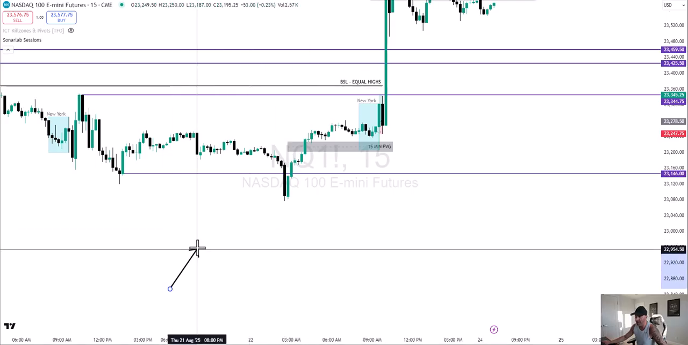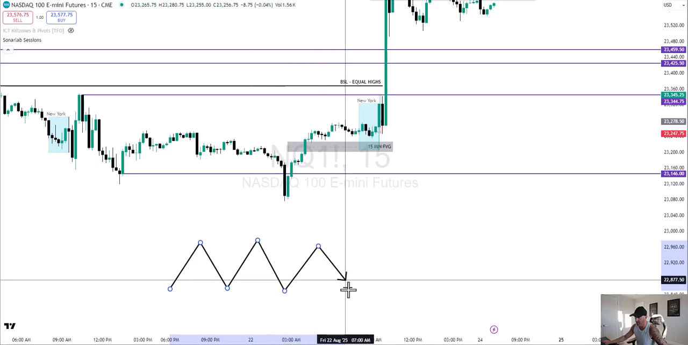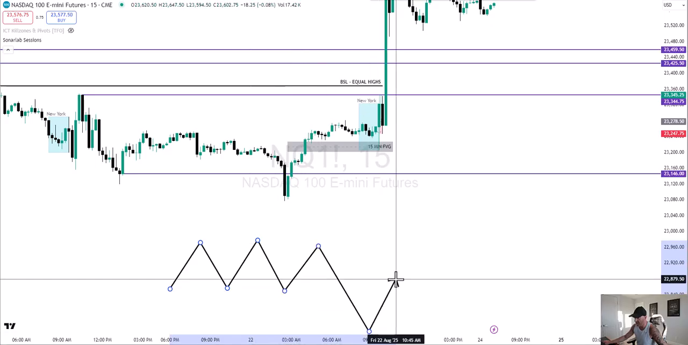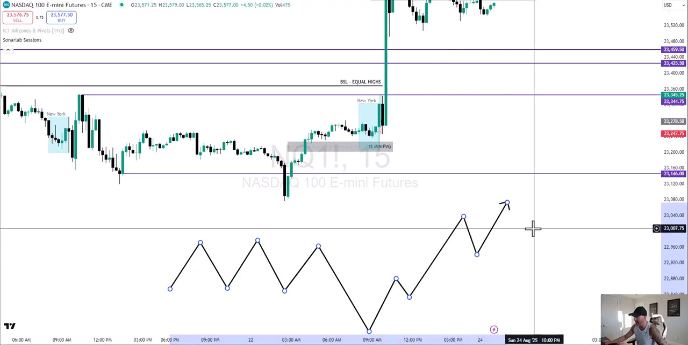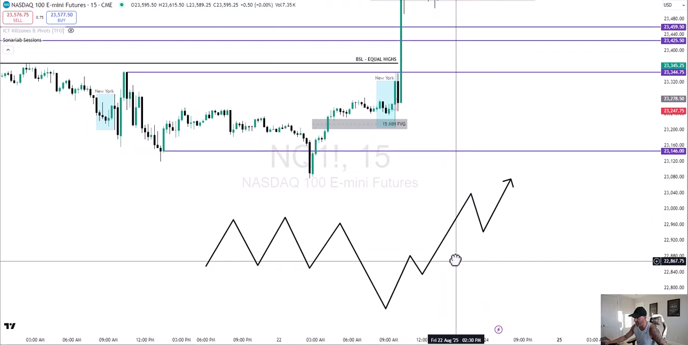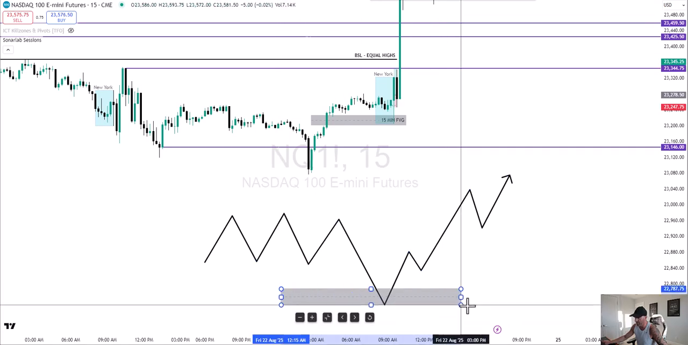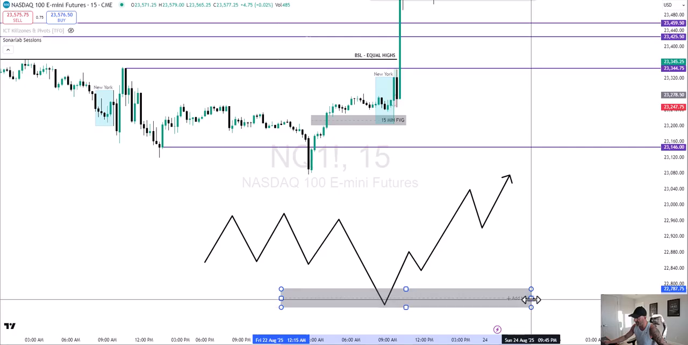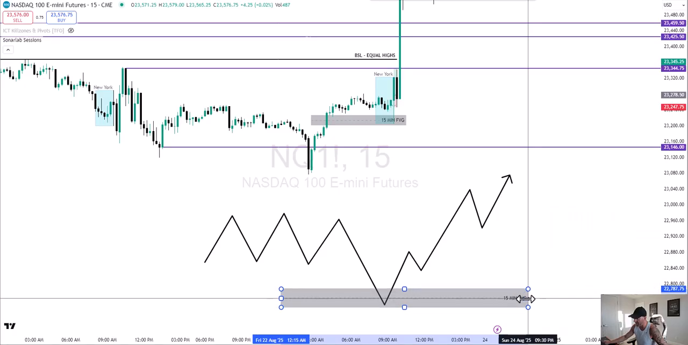Now, I just want to go over one more thing. After we accumulate, then we manipulate, and then we distribute to the upside. So how do we catch an entry? Well, when we distribute down into a high time frame imbalance, like right here would be our high time frame PDRA. Let's just say this is a 15-minute. It can be an hourly, it can be a 30-minute.